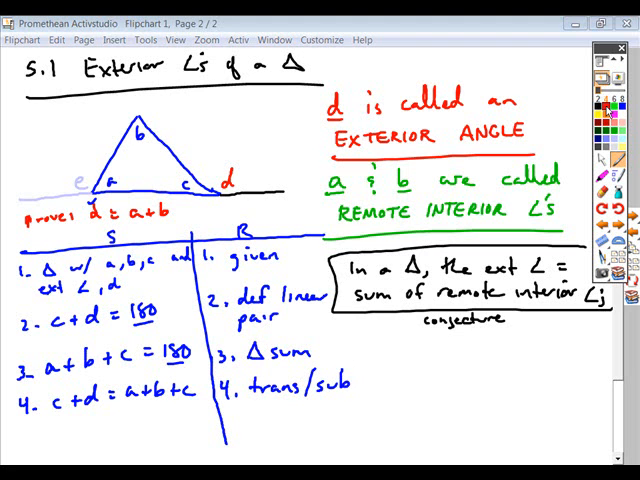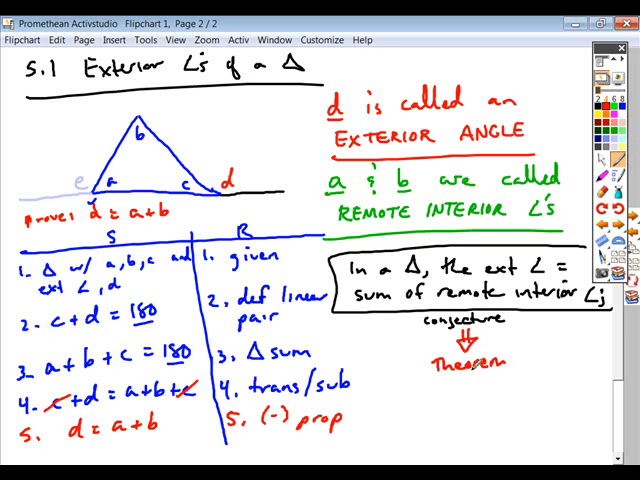And our final statement, what do we do to both sides of this equation? We can remove the C. We're left with D is equal to A plus B. And what operation did we use to remove it? Subtraction property. And so we wind up with our end state. So we were able to validate this conjecture. So it becomes a theorem.